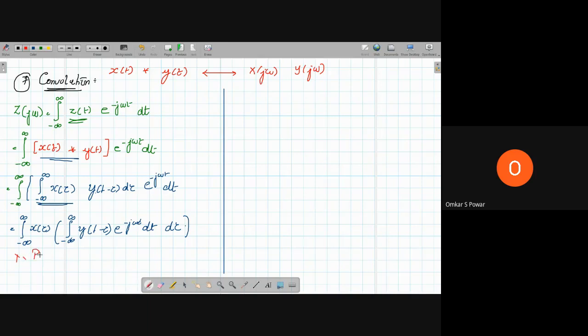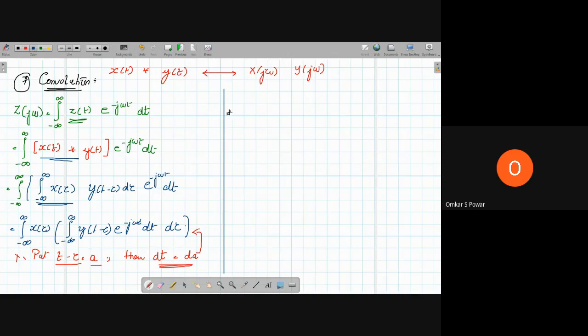Let me put t minus tau is equal to a. Then what happens to dt? If you differentiate with respect to a on both sides, then dt by da is equal to 1. So dt is equal to da. Substitute in this equation back and we'll get our answer.